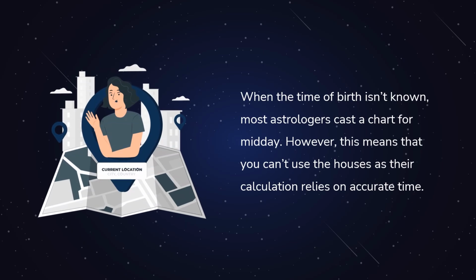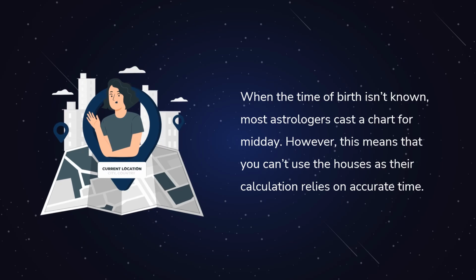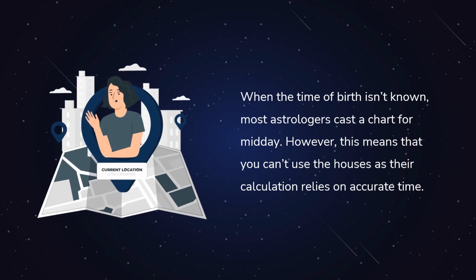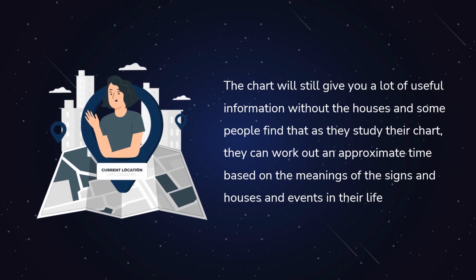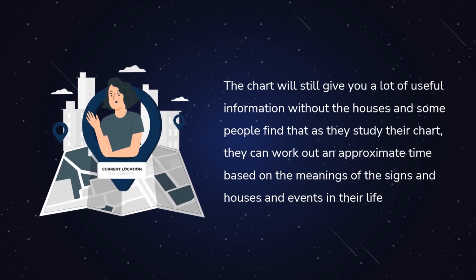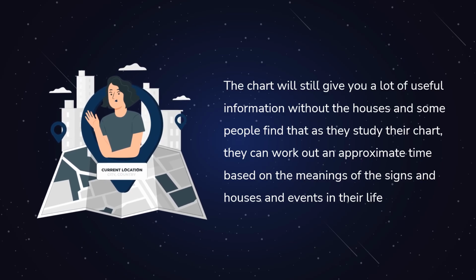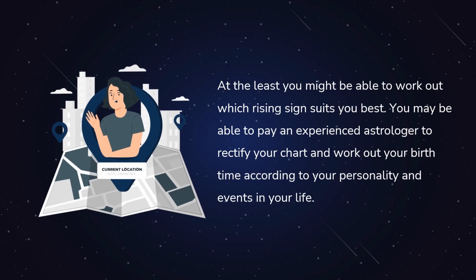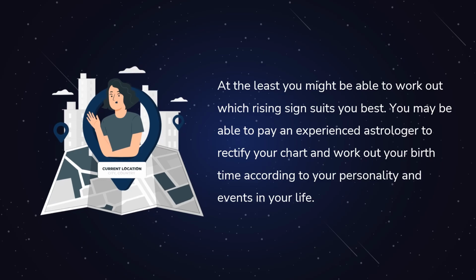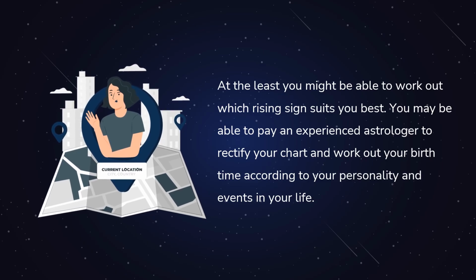When the time of birth isn't known, most astrologers cast a chart for midday. However, this means that you can't use the houses, as their calculation relies on accurate time. The chart will still give you a lot of useful information without the houses, and some people find that as they study their chart, they can work out an approximate time, based on the meanings of the signs and houses and events in their life. At the least, you might be able to work out which rising sign suits you best. You may be able to pay an experienced astrologer to rectify your chart and work out your birth time, according to your personality and events in your life.